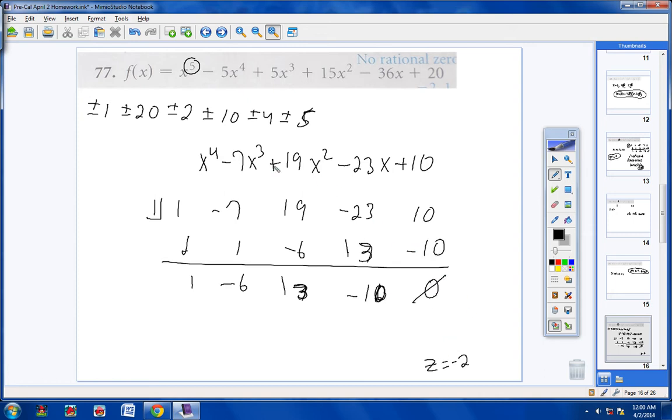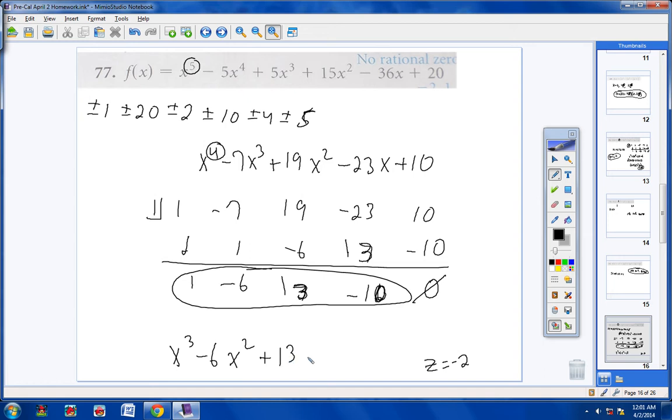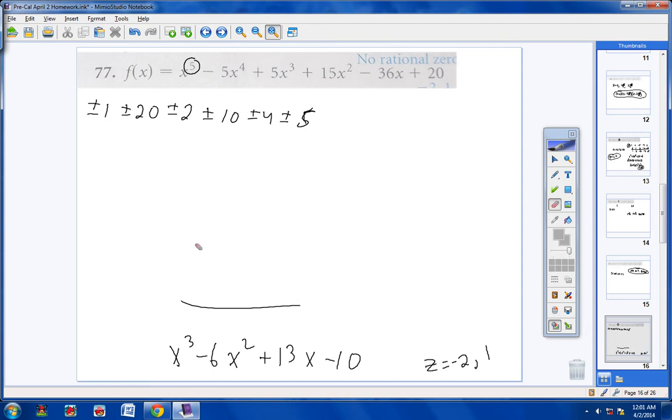We started off with an x to the 4th, so these numbers right here will start off with an x cubed. So I have 1x cubed minus 6x squared plus 13x minus 10. Boy, I wish I could factor that, but I just can't. So another one of my rational zeros is 1. I tested 1 right here, and I got a 0.